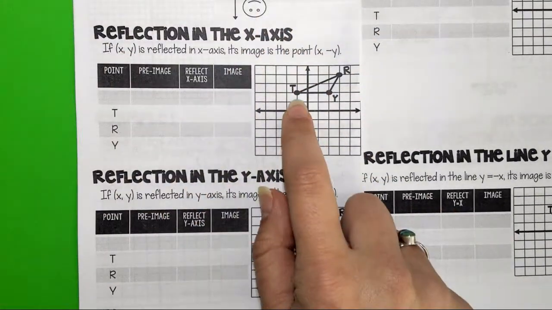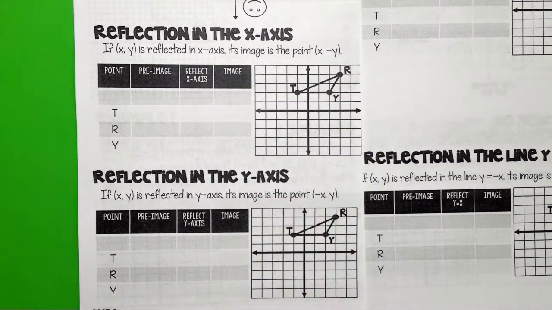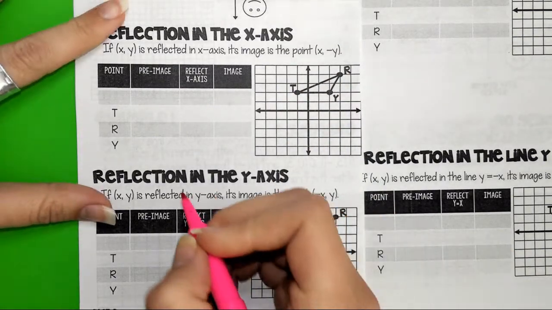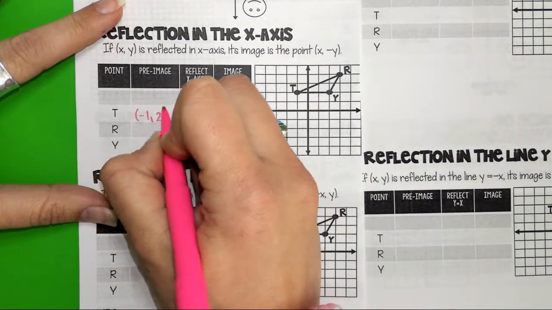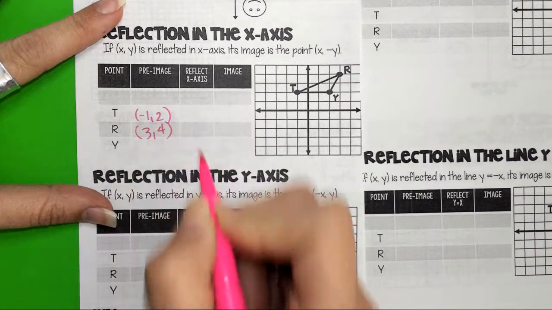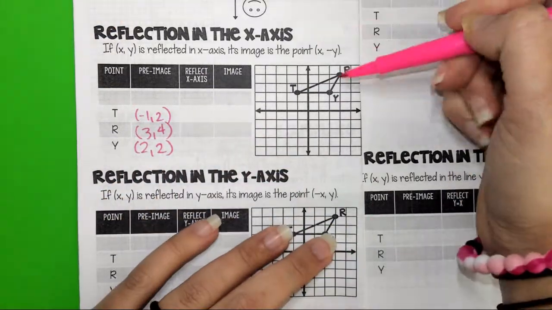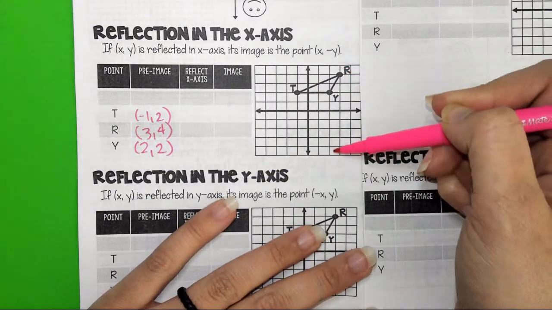So did everybody in the video write down their coordinates for t, r, and y? Okay, so what are the coordinates for t? Okay, what are the coordinates for r? 3, and 4. And y? Okay, so then when you reflect it, and remember we're going across the x-axis, so that's down here.